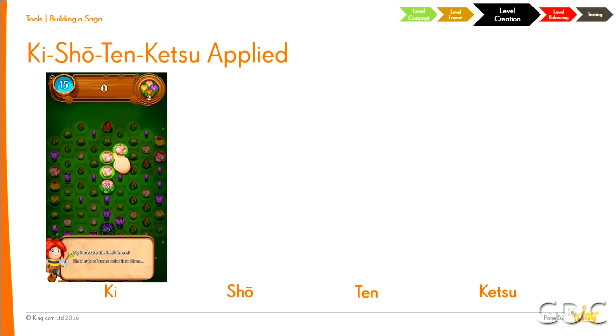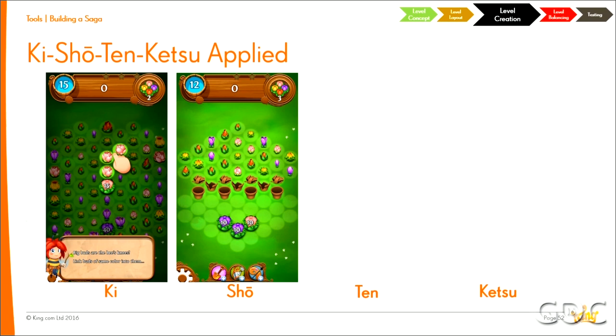So what you actually have to do here is link flowers of a certain color into this big bud, and you need to link enough so that you bloom it. It's first introduced in this, and then it's trained in a later level, where it's the same concept, but you need to work your way down to it so that you can do that.